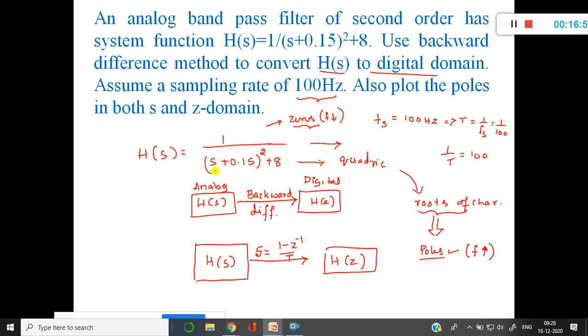Now what do you need to do? Solve this characteristic equation. Very simple. You will get a characteristic equation with second order. Solve the quadratic equation and find the roots. You will get two roots, which are nothing but poles, and definitely these poles will be complex conjugates, no doubt at all. So let us solve this, and we'll see whether those poles are complex conjugates or not.